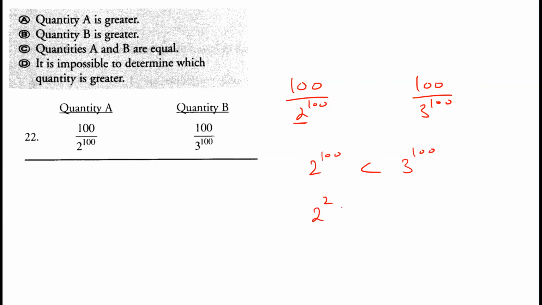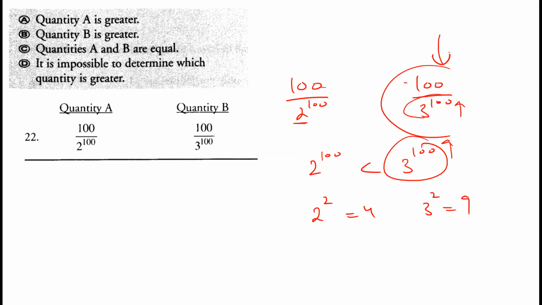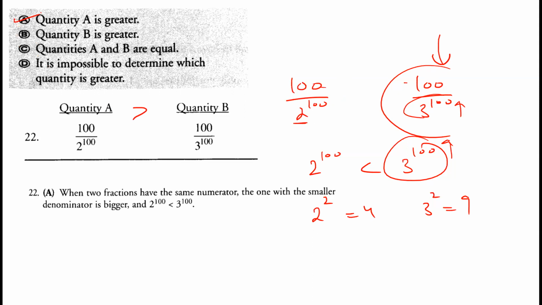Now, which quantity is greater, 100 divided by 2 raised to power 100, or 100 divided by 3 raised to power 100? Obviously, 2 raised to power 100 would be less than 3 raised to power 100. For example, 2 raised to power 2 is 4, 3 raised to power 2 would be 9. So 3 raised to power 100 is a higher number. If a higher number is in the denominator with the same numerator, the expression would be lower. So quantity B is lower than A. So quantity A is greater than quantity B.